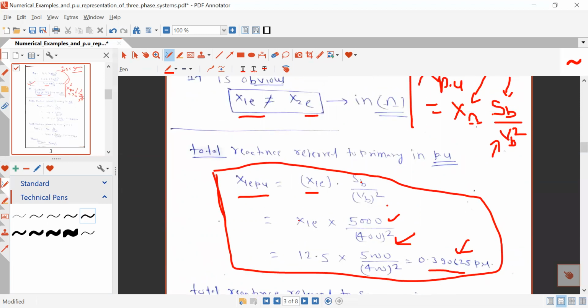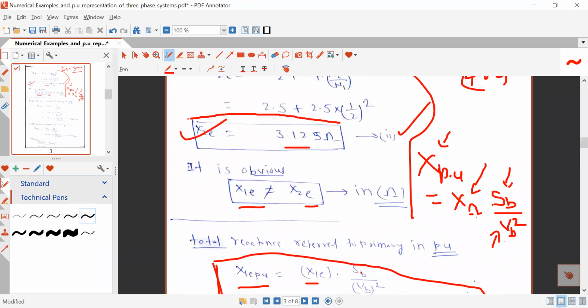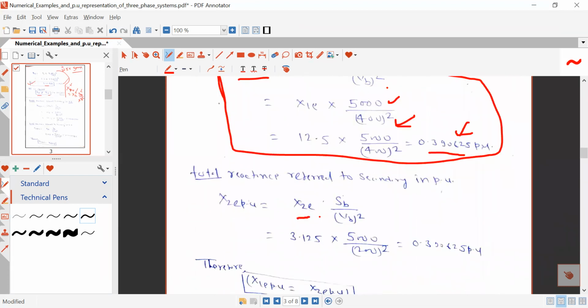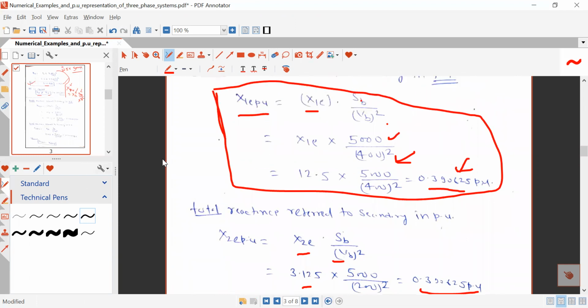Similarly, if you want to convert this ohm value into per unit, this is the total reactance of the transformer referred to the secondary side. The same formula can be used here. Here the actual value will be 3.125, the base value is 5 kVA, and the base voltage for the secondary side will be 200 volts. You can substitute all of this data in this formula. You will get 0.390625.